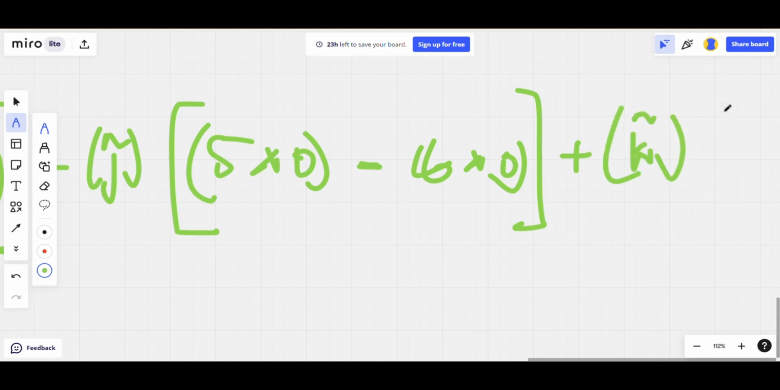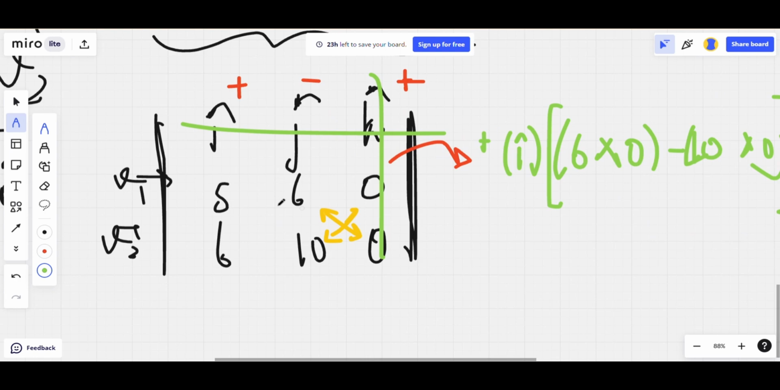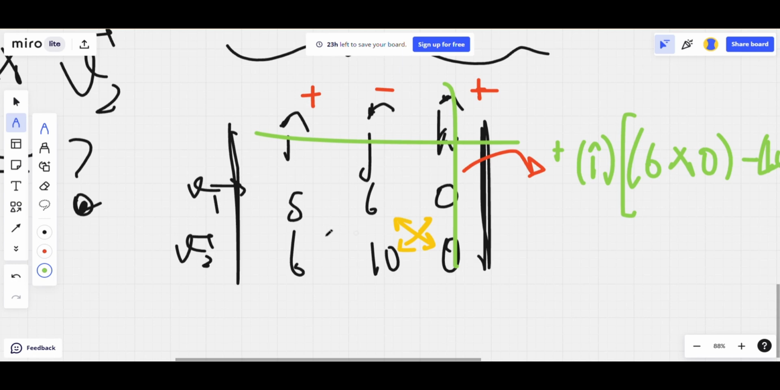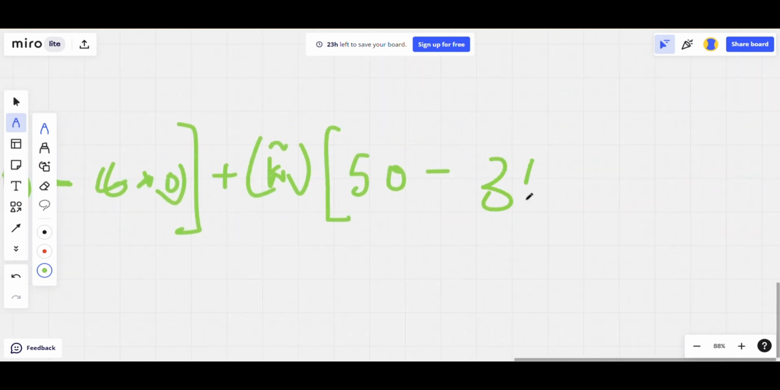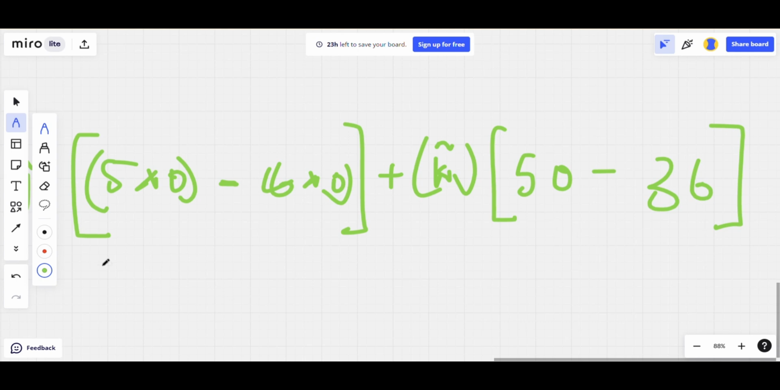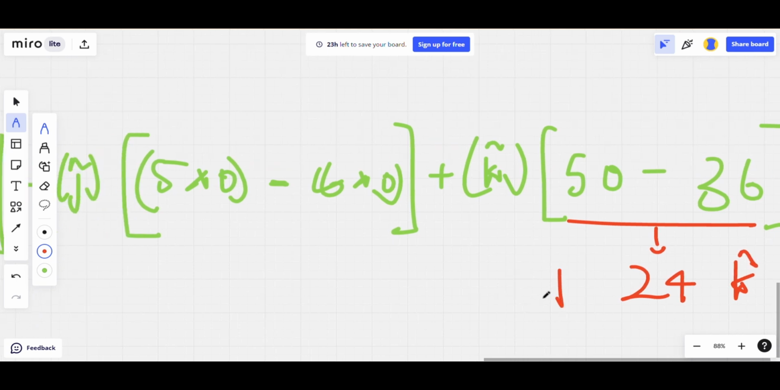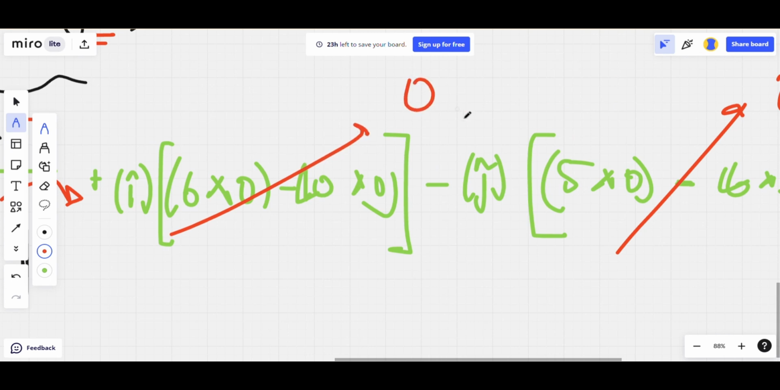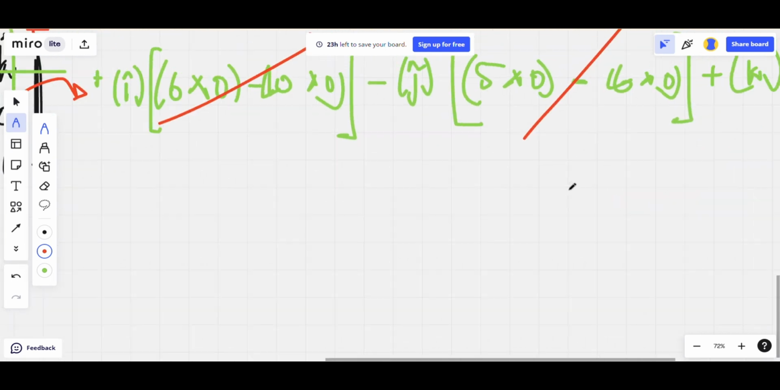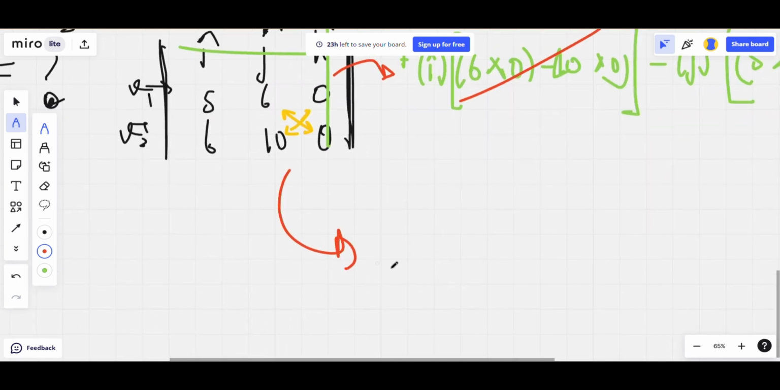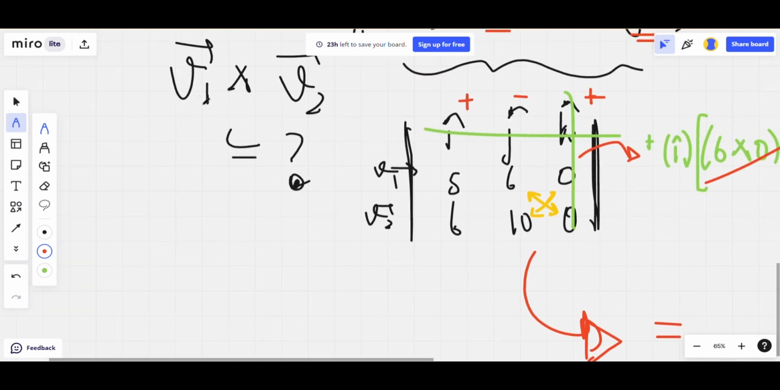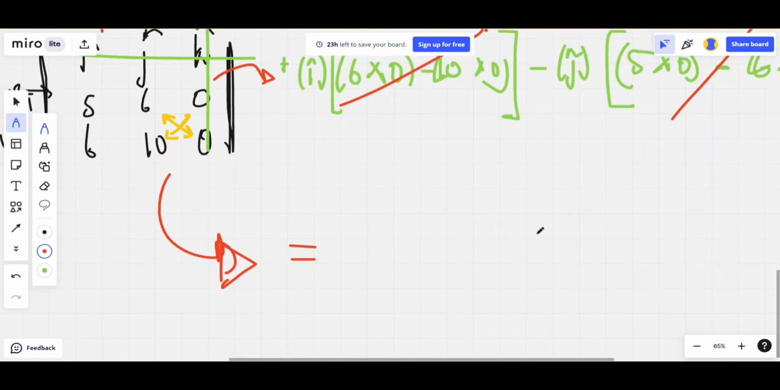Most of you would know this method already, but I'll still explain. I'll listen to all comments. 5 into 10, let's just do it directly. 5 into 10 minus 6 into 6, 36. This is nothing but 24, right? So this is 24 k cap plus this is 0, this is also 0. So 24 k cap is the overall cross product answer of v1 cross v2. What is it? 24 k cap.